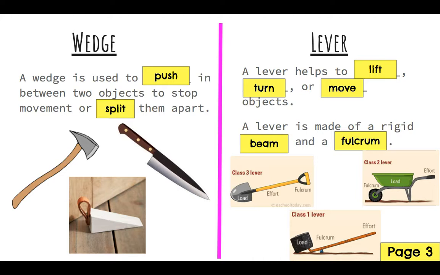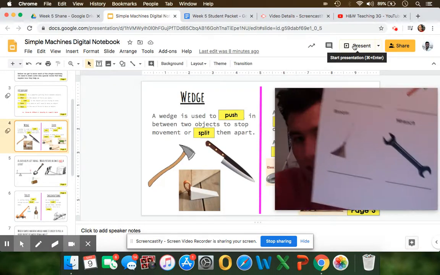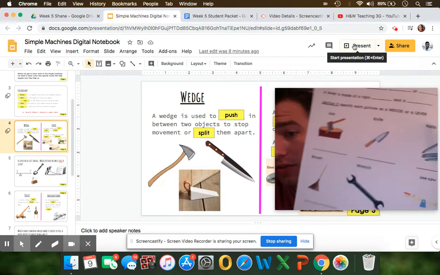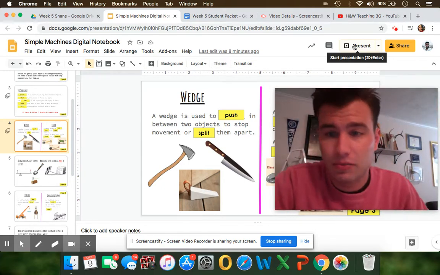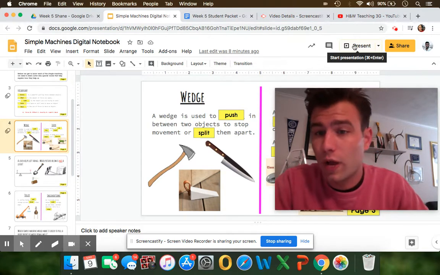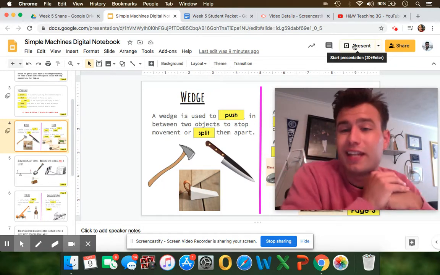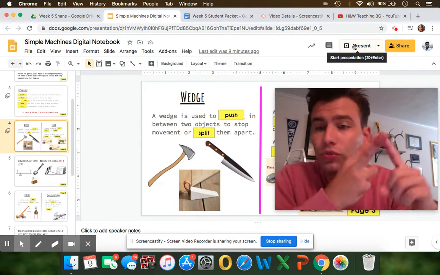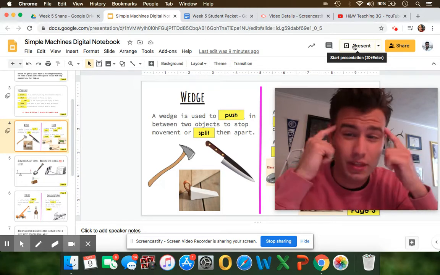So we've talked about a wedge and a lever. Now what I want you to do is head to your packet and look at these pictures and label them wedge or lever. Those are your only two options, okay? So look at the pictures. Some of them are going to be really easy because you've seen them before already. But remember, a wedge is used to split, and a lever is used for different kinds of things, either to turn or move or lift up an object. Okay, so be thinking of that.